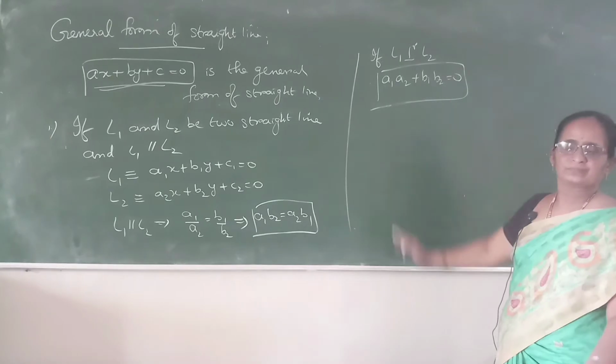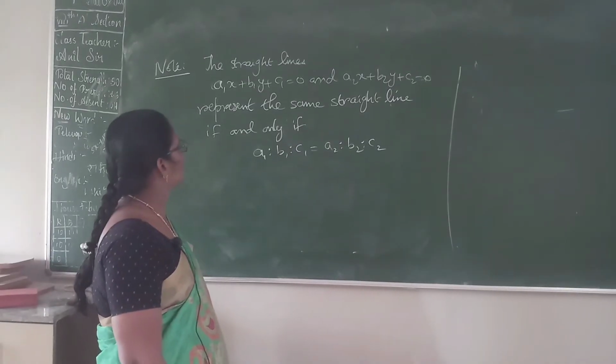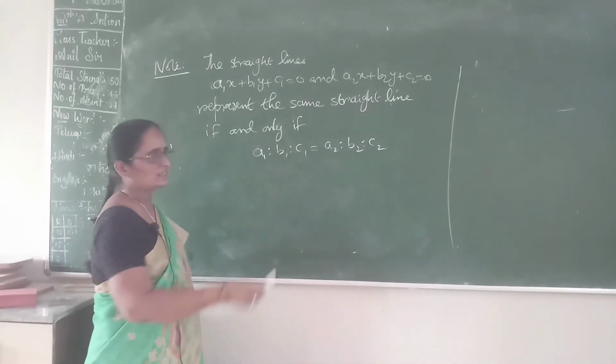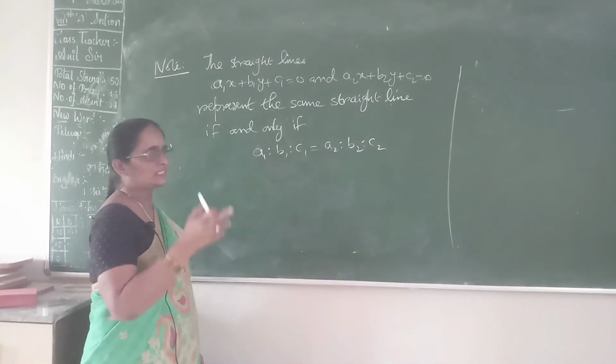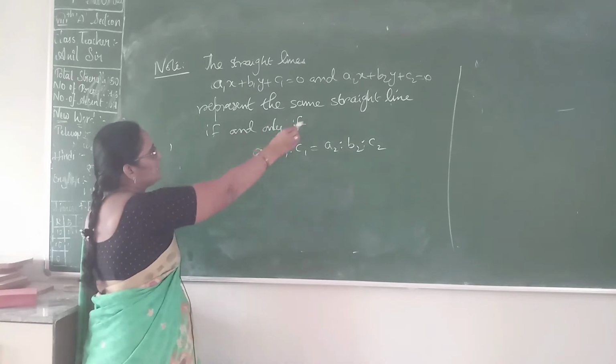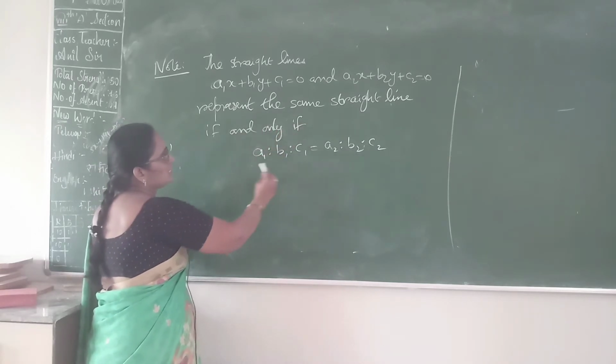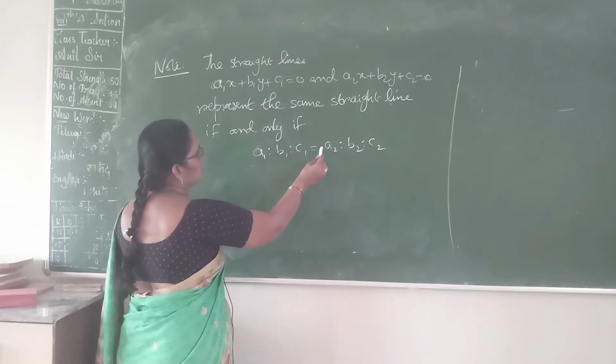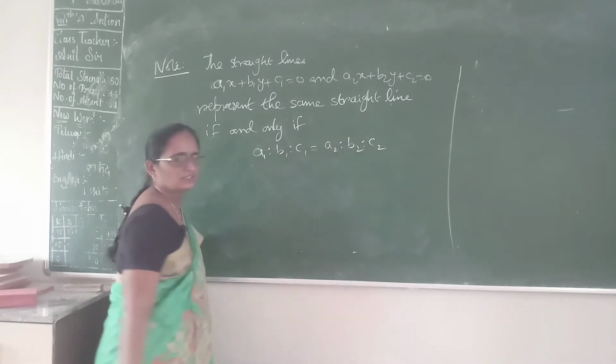Okay. The straight lines A1x plus B1y plus C1 equal to 0 and A2x plus B2y plus C2 equal to 0 represent the same straight line. Means only two lines are there, but they can represent the same straight line if and only if these ratios are equal, that is A1 is to B1 is to C1 equal to A2 is to B2 is to C2. Okay children?